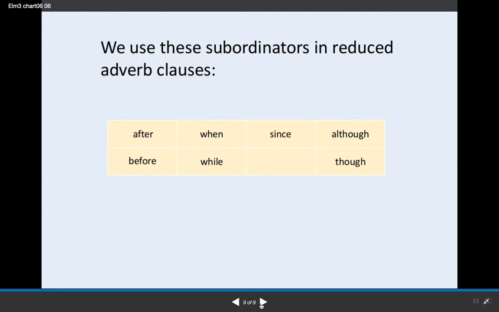And here are the subordinators that we use in reduced adverb clauses. After, before, when, while, since, although, and though.